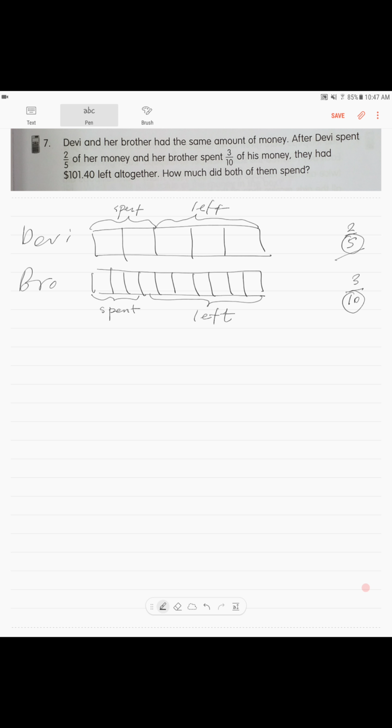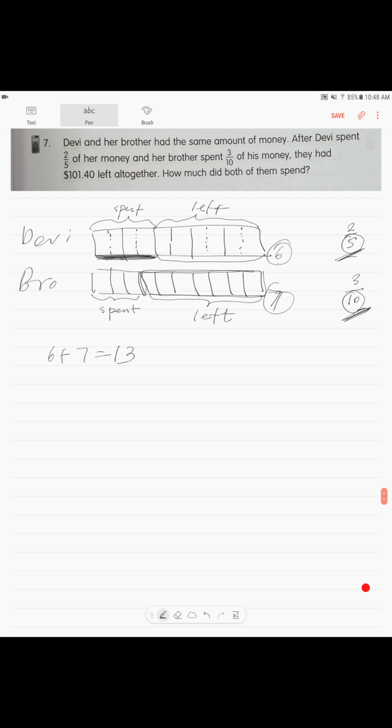If you want to bring them to a common denominator, you break every one of Devi's units into 2. You split them now. So Devi has 10 units too, right? And it becomes clear that Devi spent 4 over 10, right? And she has 6 over 10 left, right? So these are 6 units. And her brother has these 7 units left. 6 and 7. So how many units total? 6 plus 7, 13 units, right?